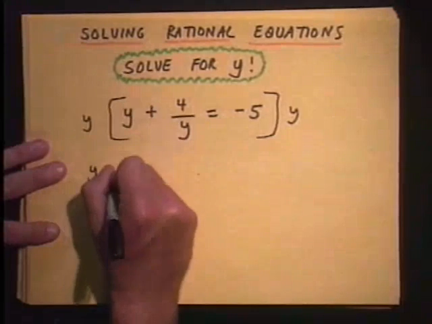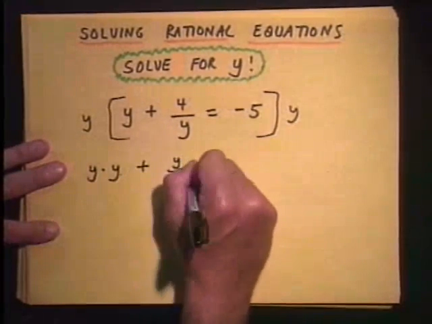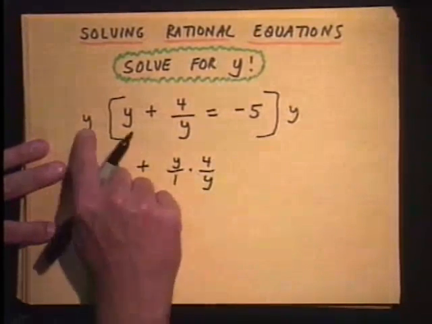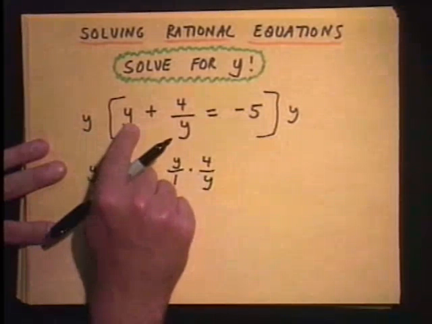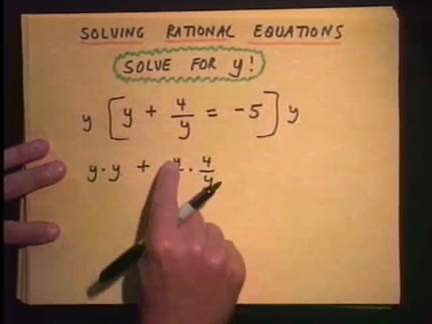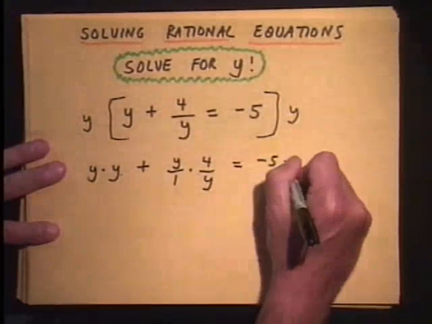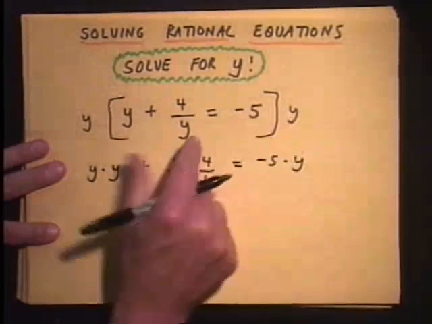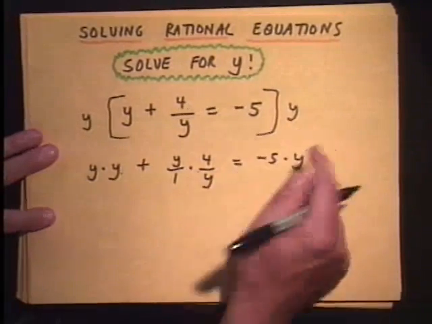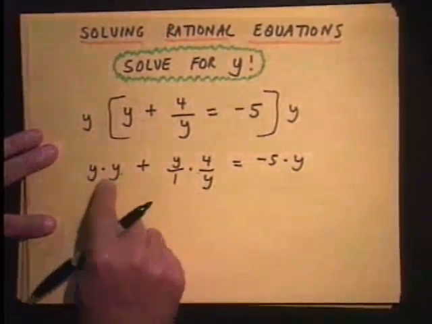Distributing, we're going to have y times y plus y over 1 times 4 over y. Now, why did I make this one a fraction when I multiplied and I didn't make this one one? Well, this one wasn't a fraction. This one was. So I can see the cross cancellation better here. Equals the -5 times y over here. Don't forget what you do to one side of equal things, BS, both sides.